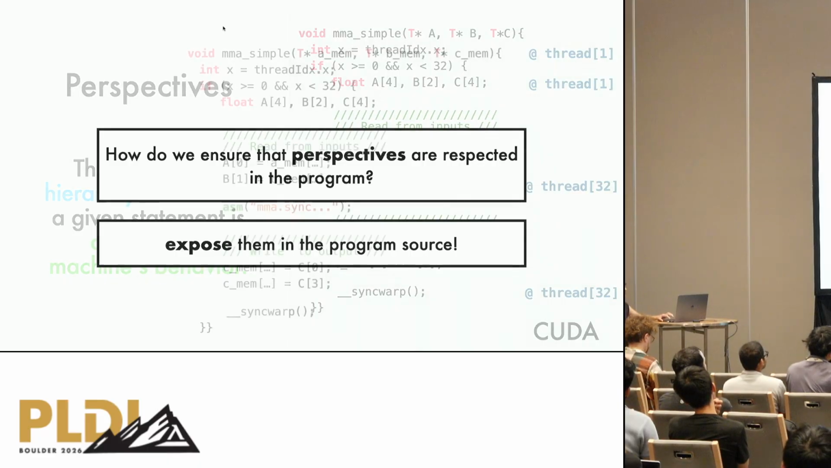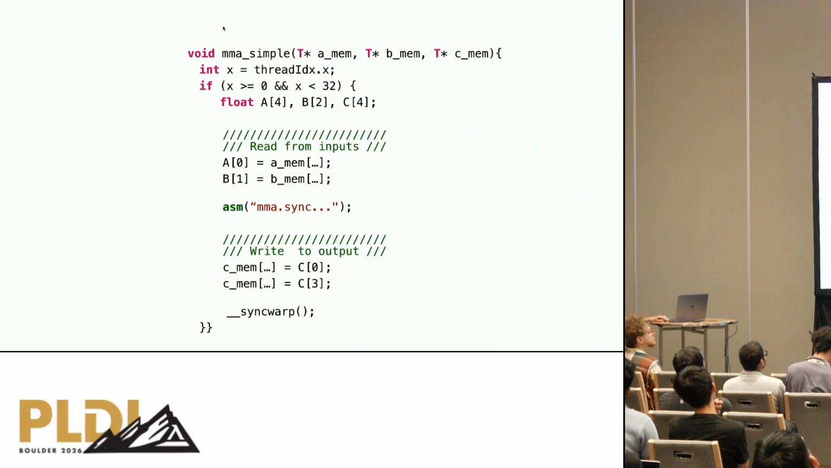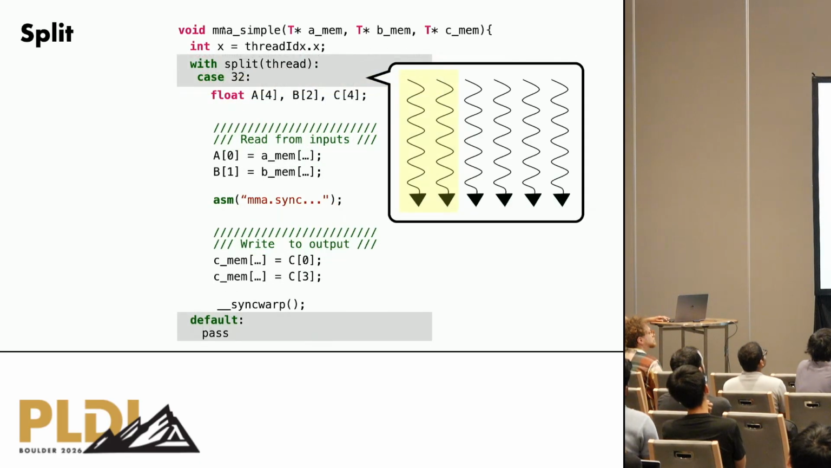So let's take this program and try to rewrite it in Prism. The first thing we have to deal with is that if statement, because depending on that if statement, our collective operations are going to be valid or invalid. The first construct that I want to introduce is a split. A split statement helps you shard your compute resources into different parallel pieces. Each arm of that split is going to execute in parallel, and then that tensor core operation is valid because it lies in the scope of that thread 32 split.